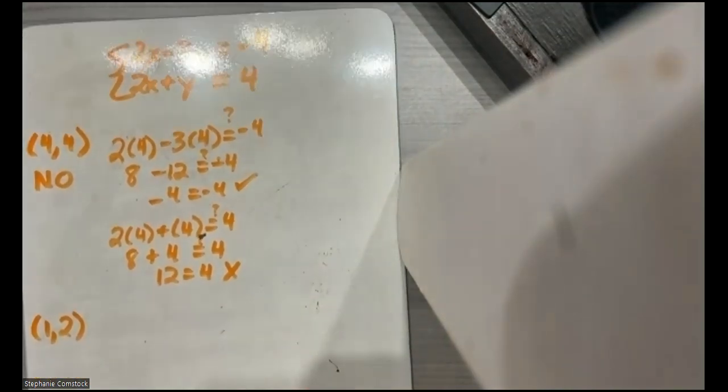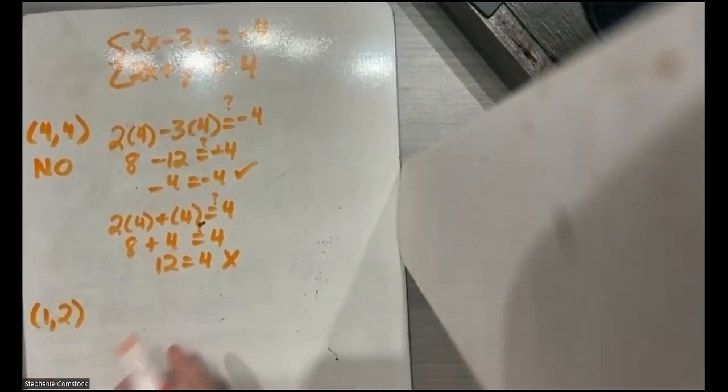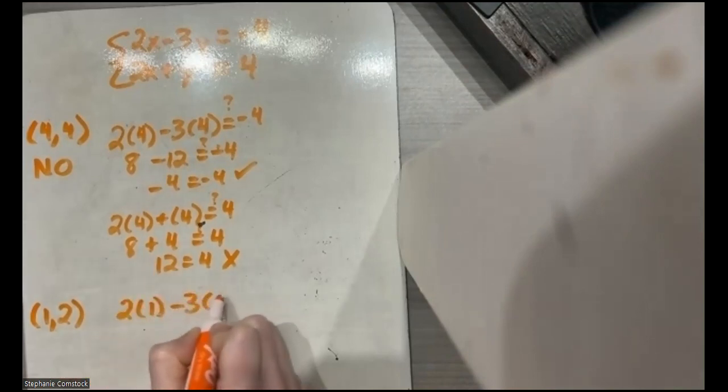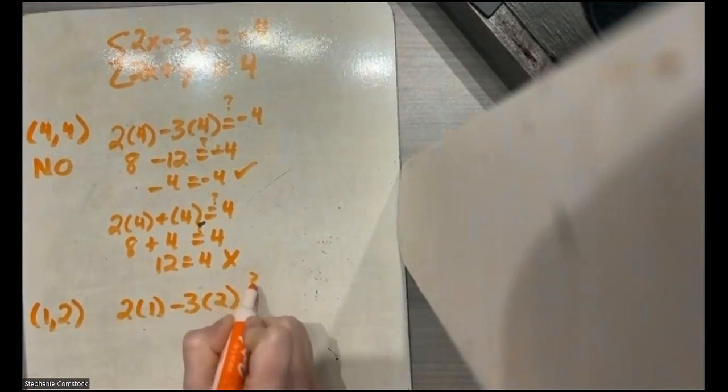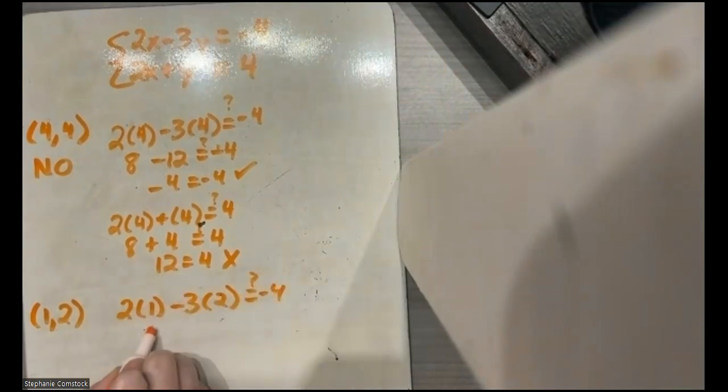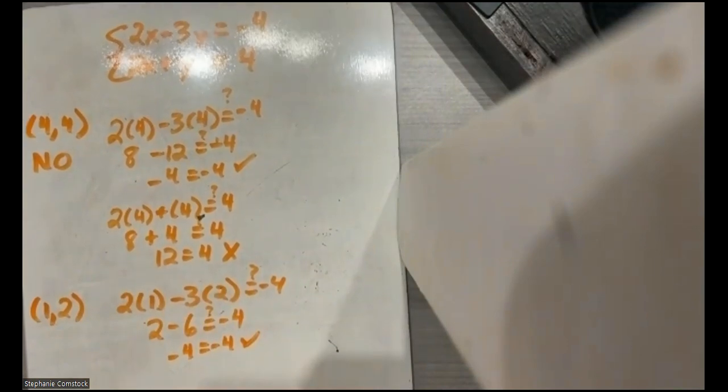So now let's check out the one down here, (1, 2). So I've got 2 times 1 minus 3 times 2, and we're checking, does that equal -4? 2 minus 6, question, does that equal -4? -4 equals -4, so it works in the first equation.